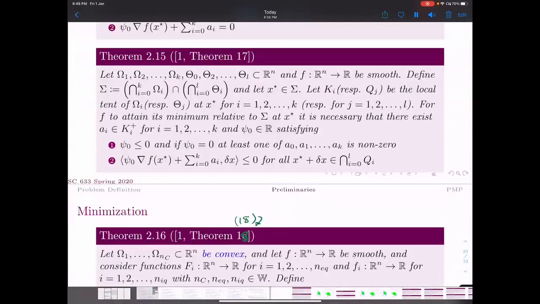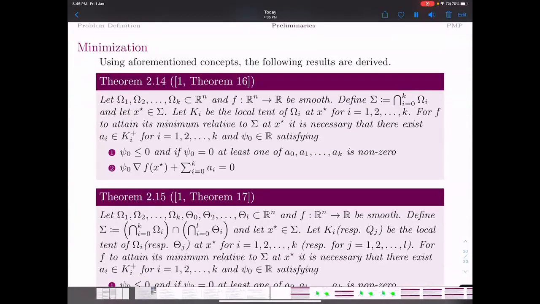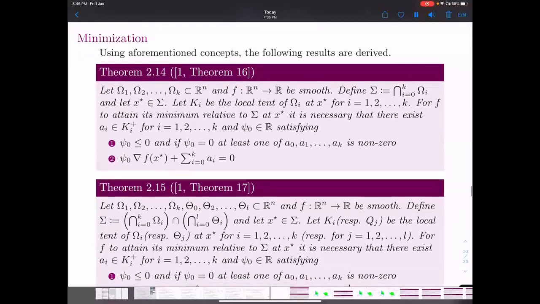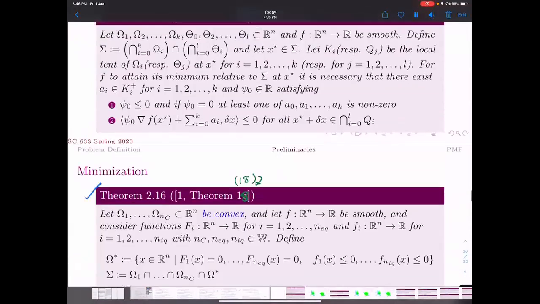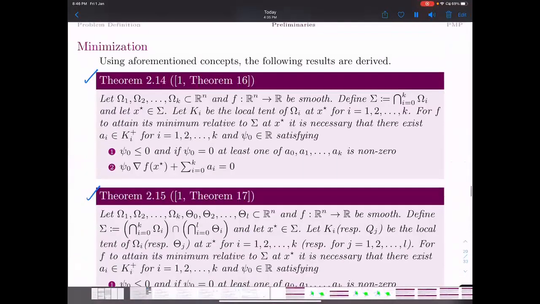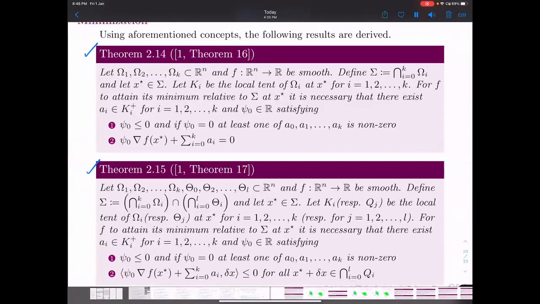Okay, so this is theorem 18. Okay, let's go to 16. Please note the theorems from the paper by Boltyanskii have been given, so you can easily go back and refer to them. 17 and 18 from the main paper, which we call here 2.14, 2.15, and 2.16.